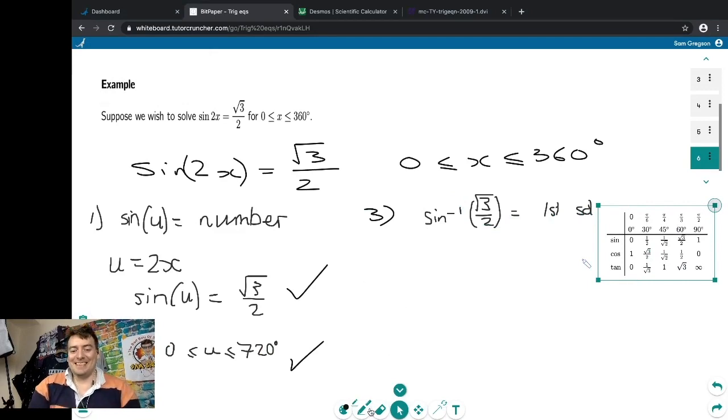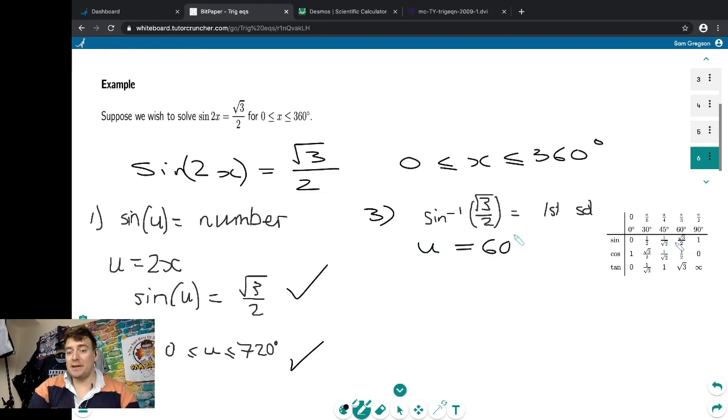Oh, well. It's all right. But yes, it's going to be 30, 45, 60, 90, or 0, right? In this case, it's going to be 45 or 60. So root 3 over 2. So what's our first solution? So our first solution here will be 60 degrees. So u equals 60 degrees is our first solution.